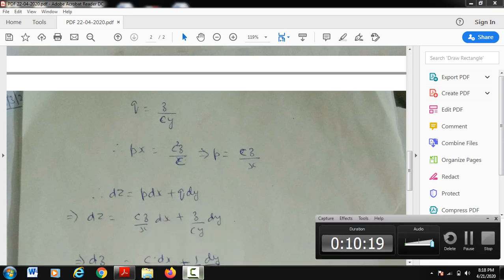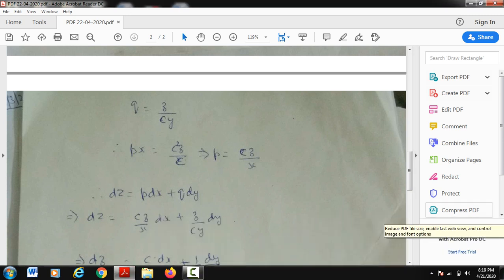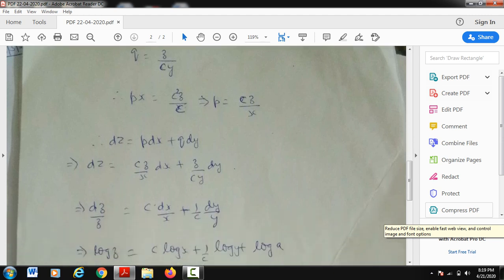You can verify it also, students. Okay, now we know the relation that dz is equal to p dx plus q dy, where p means curly z over curly x and q means curly z over curly y. So students, we have calculated the values of p and q over here: p as cz over x and q as z over cy.